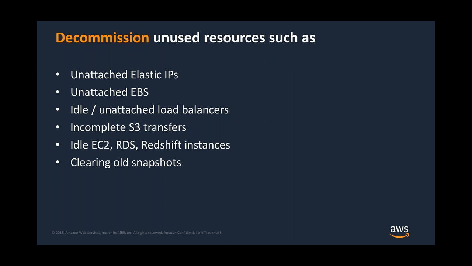Same thing with idle or unused load balancers or incomplete S3 transfers. I'm going to give you a tool on the next slide, but a common area we can also look is just idle EC2, RDS, and Redshift instances. So if they're running and they're not being actively used, you can look at deleting them or just turning them off. And I'll give you some tips in some further slides of how we can just turn instances off in an automated fashion.